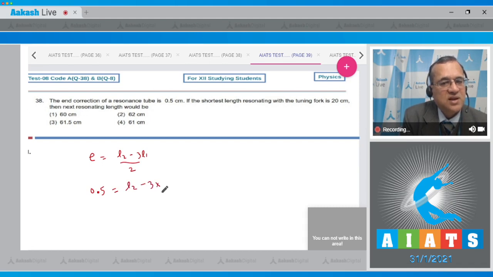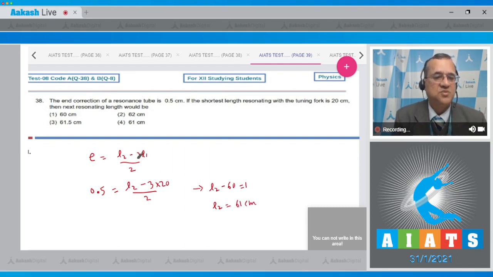The first resonance length is given as 20 divided by 2, so L2 minus 60 is equal to 1. So L2 will be 61 centimeter. And option number 4 is 61 centimeter. So the answer to this question is 4.